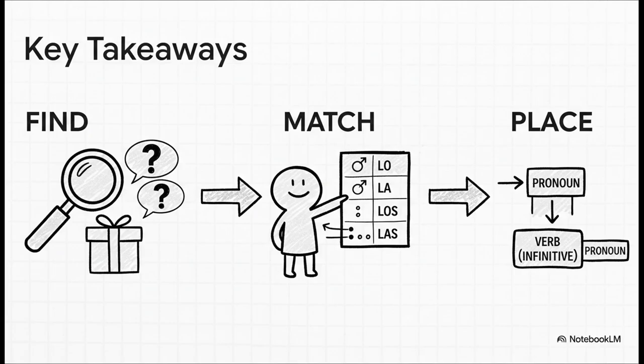So, let's boil it all down. This whole thing really just comes down to these 3 key ideas. Find your target by asking who or what, match the pronoun perfectly to the noun's gender and number, and then place it either before the main verb or attach it to an infinitive. That's the whole system right there.